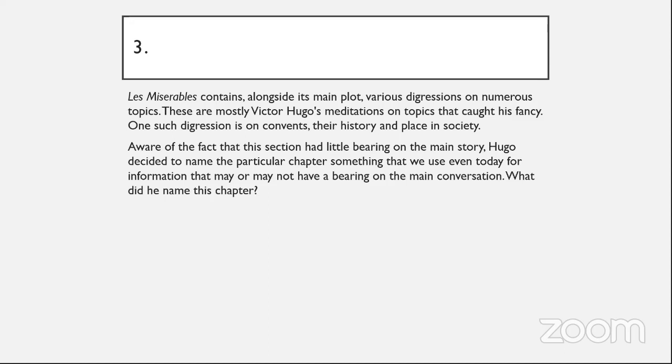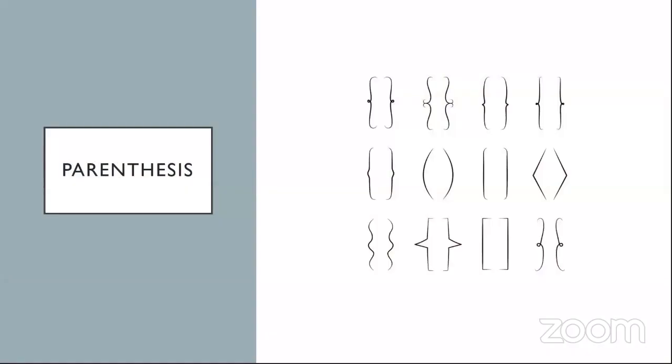Nobody gets it on the ball. So basically, since this was not really part of the main story, so to speak, he named it parentheses. Since we have brackets conveying information which are maybe additional and not necessarily part of the main conversation or the story, so to speak. So the chapter was called parentheses. Okay, so we'll come back to team 5 for the next question.